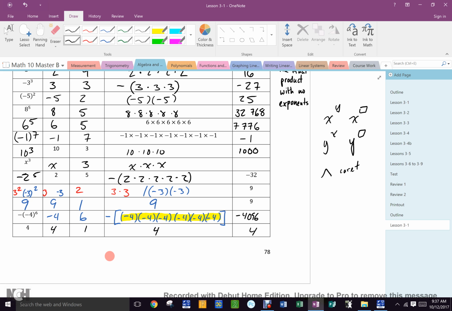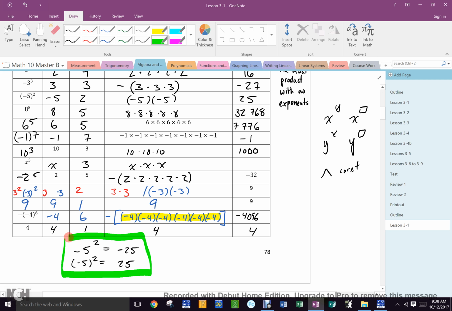Everybody look at this. Negative 5 squared is what? Negative 25. Negative 5 squared is what? Positive 25. Okay? Do something to remind yourself down there. A negative out in front means your final answer is negative. Everybody cool?